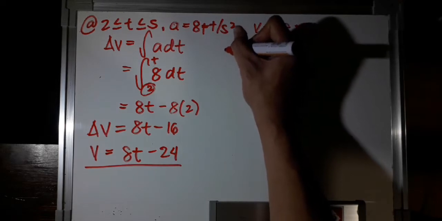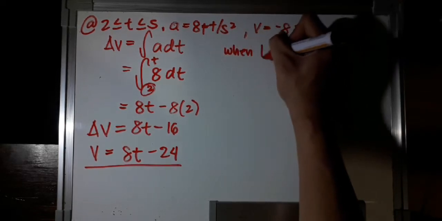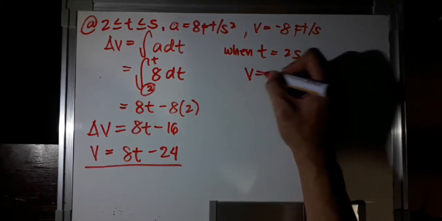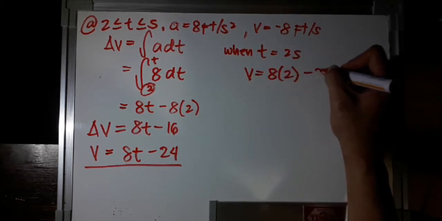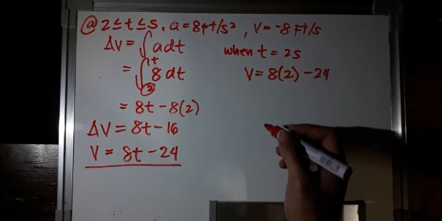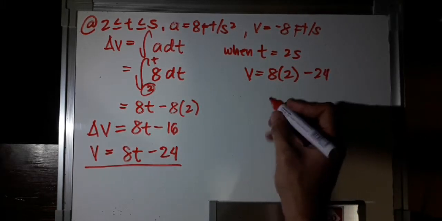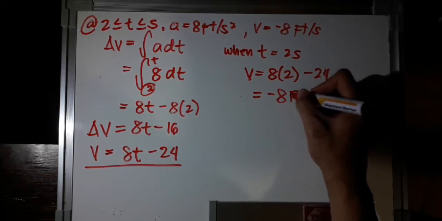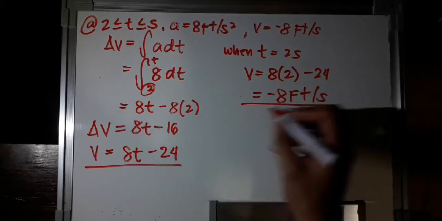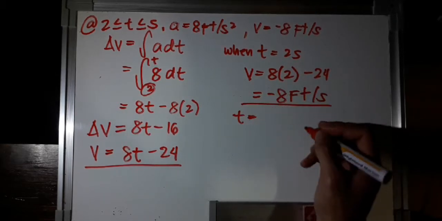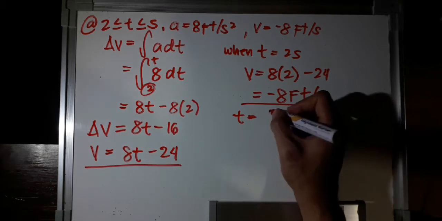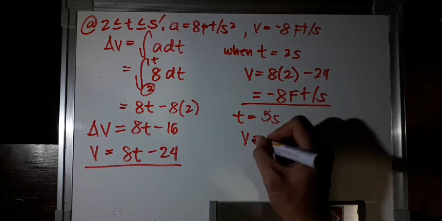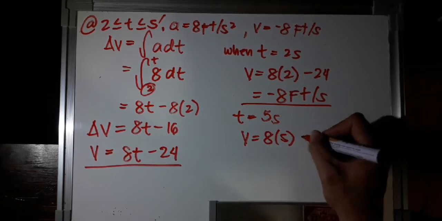So when time is equal to 2 seconds, we have v is equal to 8 multiplied by 2 minus 24. So 8 times 2 is 16 minus 24, so negative 8. Same as before. And then when time is equal to 5 seconds, we have v is equal to 8 multiplied by 5 minus 24.